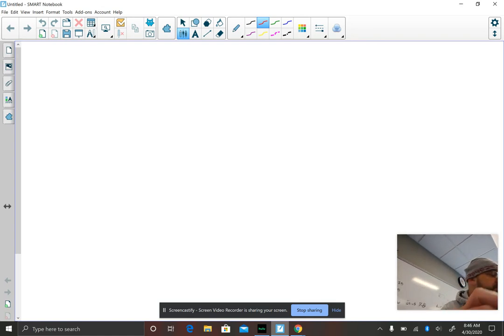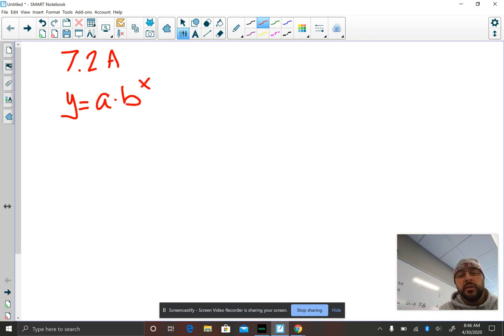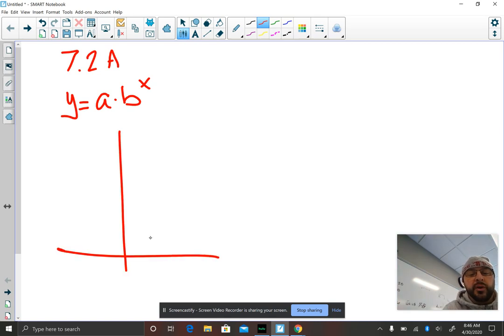All right, so this is for section 7.2a. This is basically comparing exponential growth to exponential decay. I'll just remind you in general, this function here, y equals a times b to the power of x, is an exponential function. A tells you your initial value, which is your y-intercept. I'll just call this point (0, a), because putting a 0 in for x gives you b to the power 0, which is 1, and a times 1 is a.